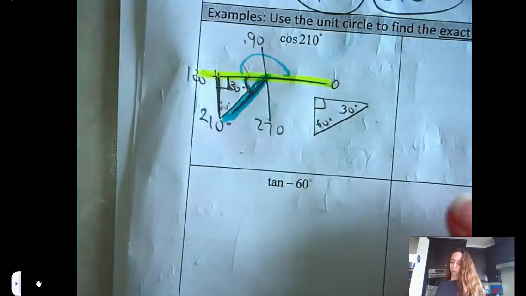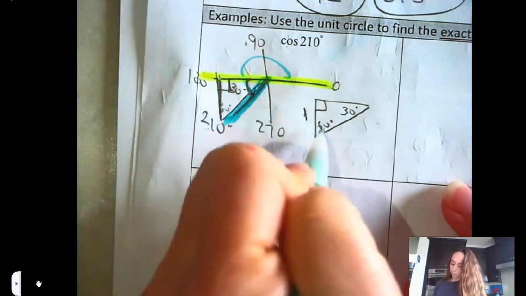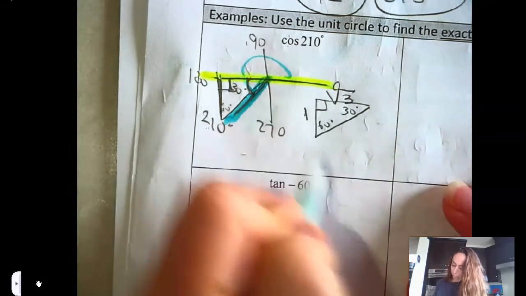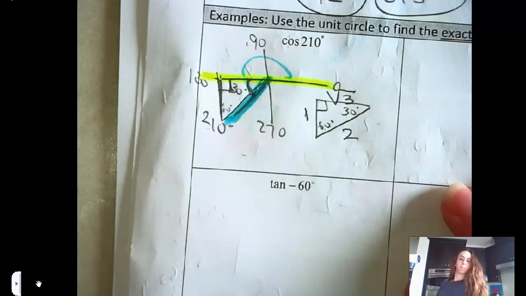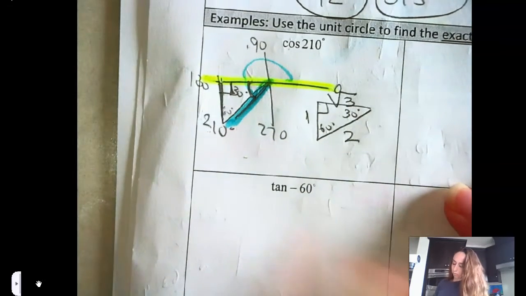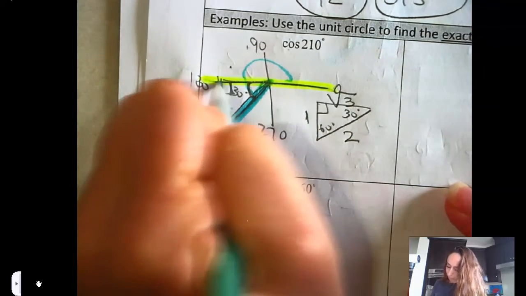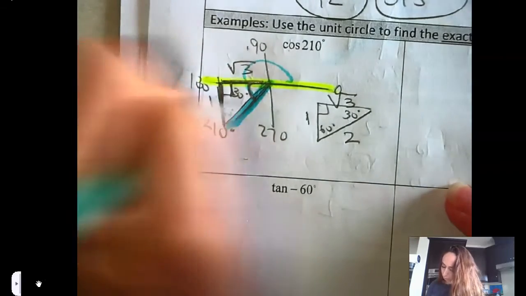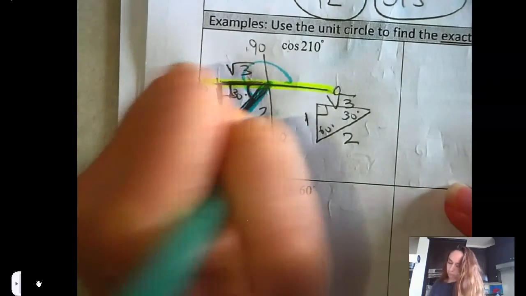So remember, what goes across from the 30? 1. What goes across from the 60? Rad 3. And what's the hypotenuse? 2. Okay. So that means the length from here to here is rad 3. The length from here to here is 1. And the length from here to here is 2.